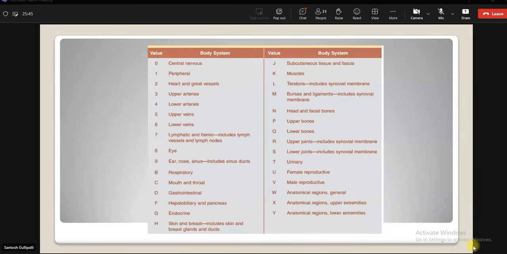So when do we assign anatomical region general, the W character? W is anatomical region general. We assign this general body system when the procedure is performed in a body cavity area, like the peritoneal cavity, pleural cavity, retroperitoneal cavity, or pelvic cavity. If the procedure is performed in any body cavity area, we can assign the character value W, anatomical region general.